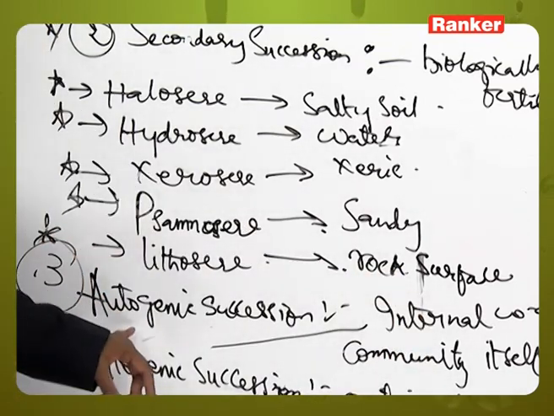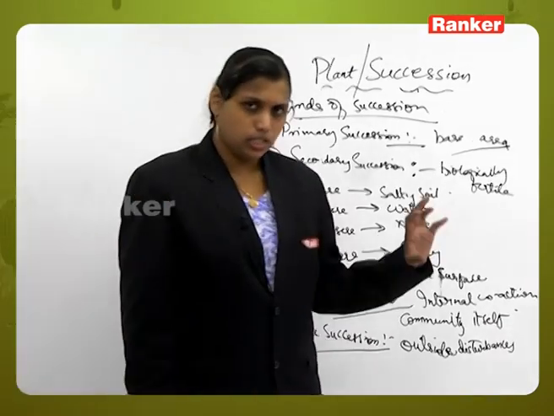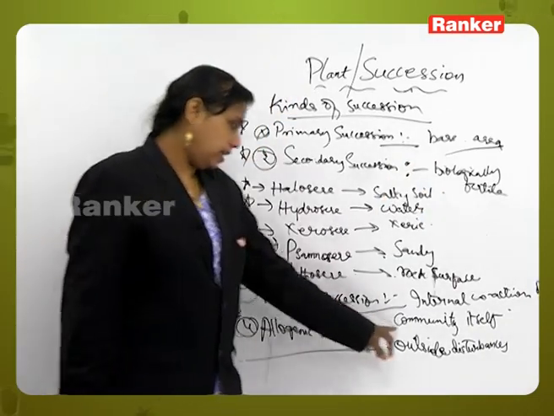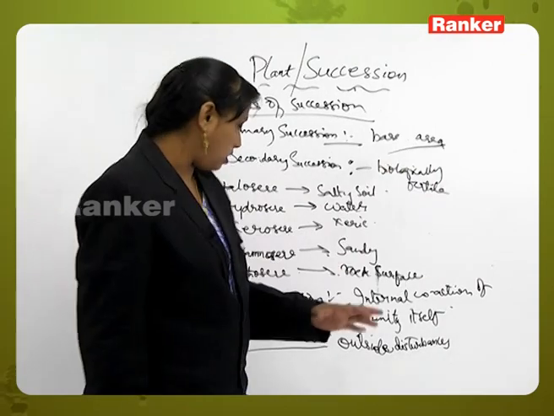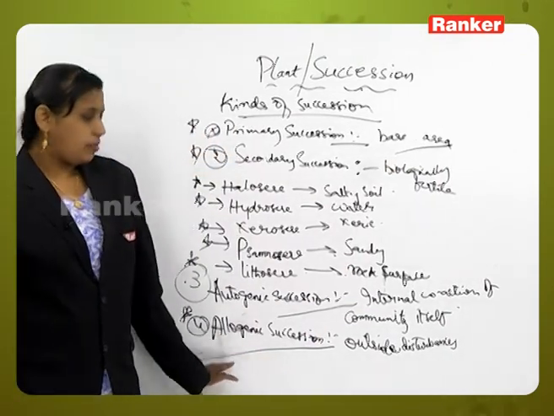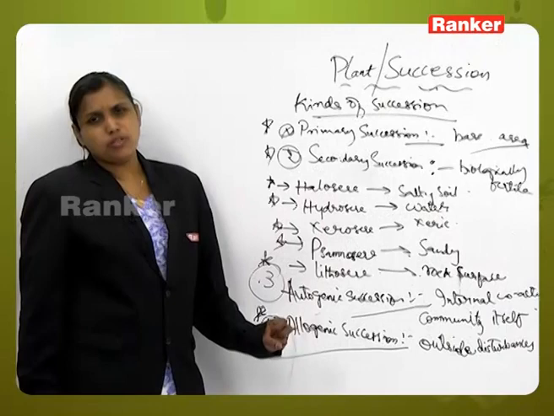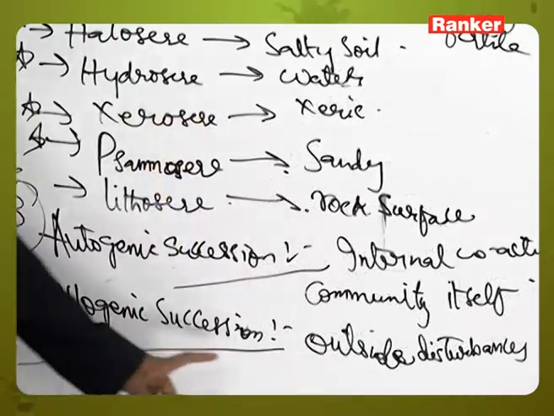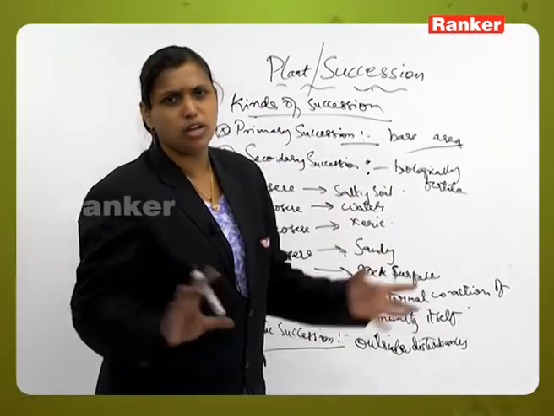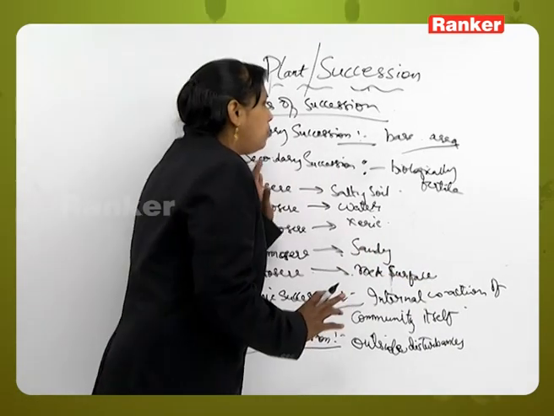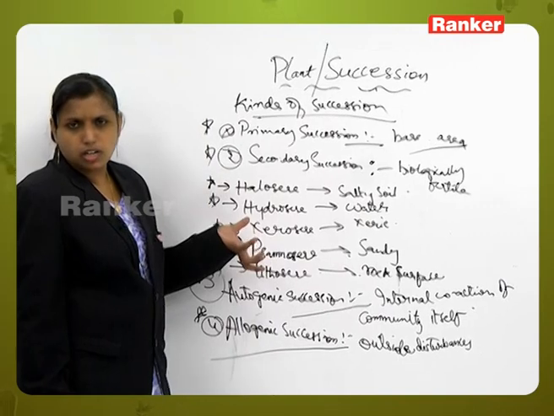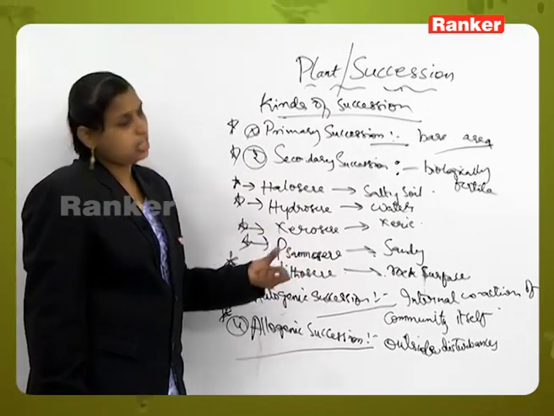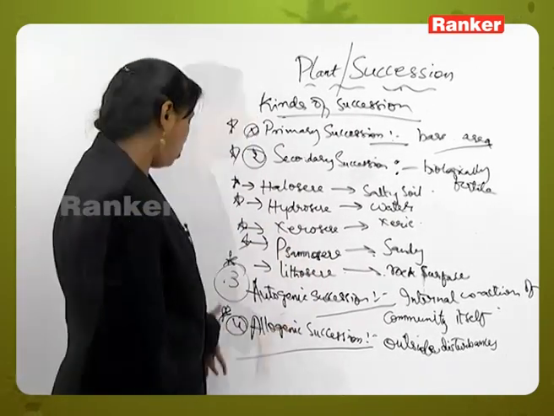And autogenic succession is a type of succession when there is an internal coaction between the plant communities themselves, and when there is no interference of outside disturbances. And allogenic succession is a type of succession which occurs because of a large amount of outside disturbances, like maybe a huge fire or a huge storm. Because of that also you will see the modification of the succession in a particular area. So that type of succession is called allogenic succession.